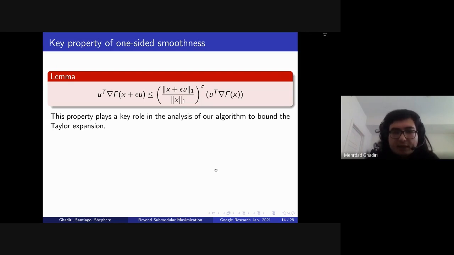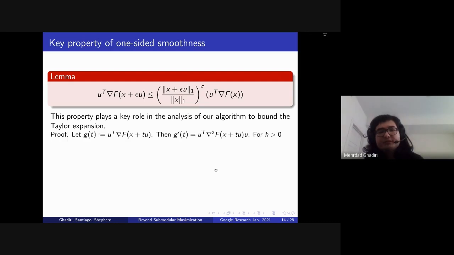So yeah, as I mentioned, we use this property to bound the Taylor expansion, which is basically the main step of our analysis, at least in the continuous part of our analysis. And I'm going to give the proof of this.